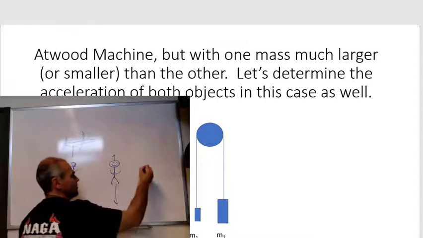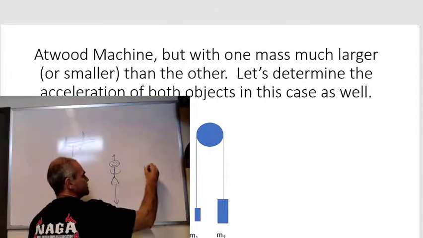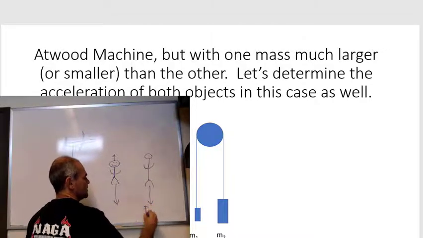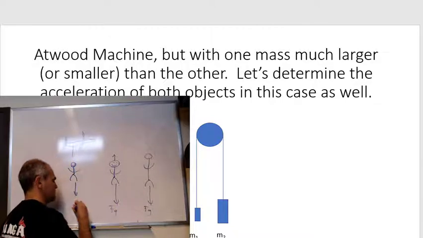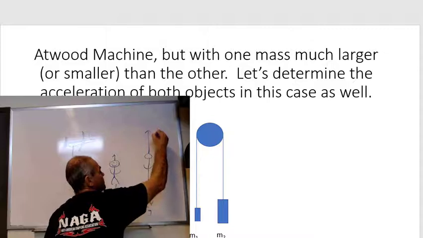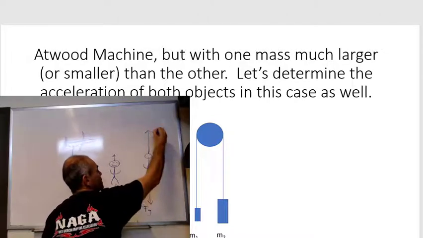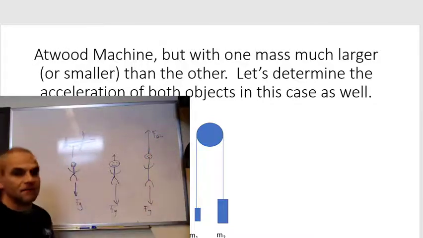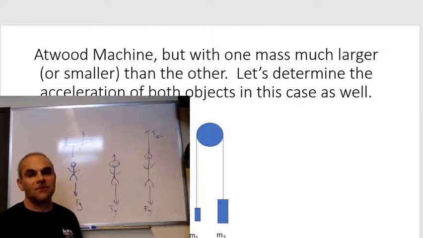And as they continue to fall, they'll reach a point where they'll still have gravity acting on them. I should write gravity here. But the force of air resistance gets bigger and bigger the faster they go, until at some point it equals the force of gravity. And that's a case called terminal velocity.